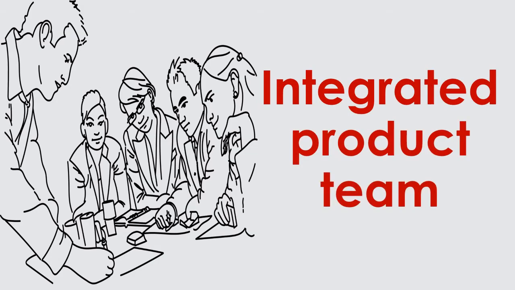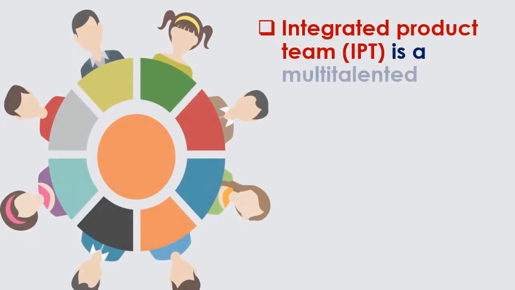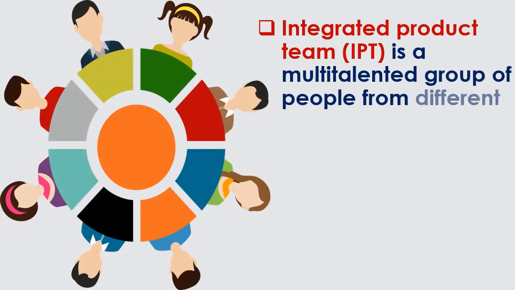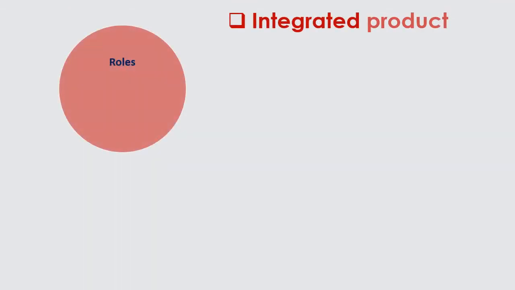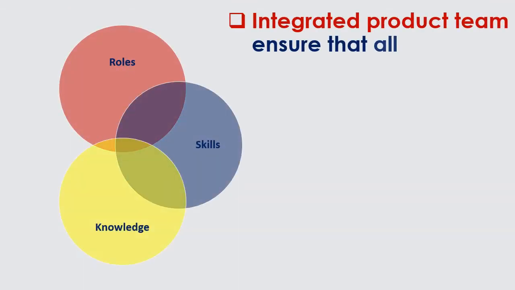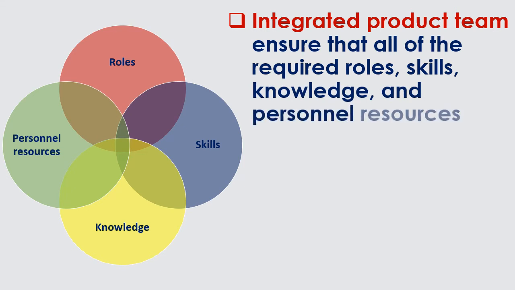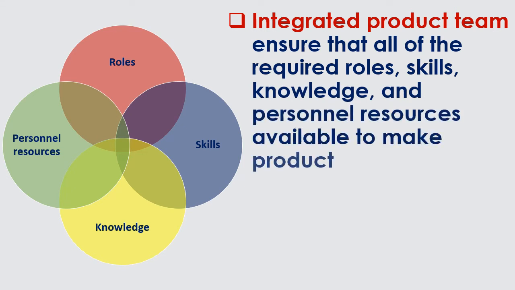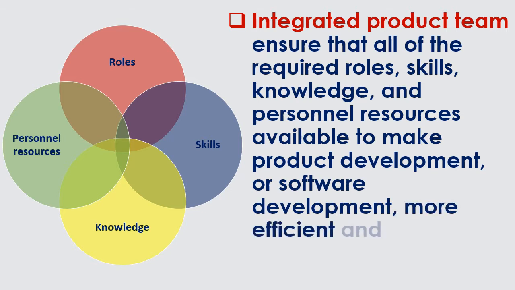Integrated product team. An integrated product team is a multi-talented group of people from different disciplines responsible for delivering a product. An integrated product team ensures that all of the required roles, skills, knowledge, and personnel resources are available to make product development or software development more efficient and effective.